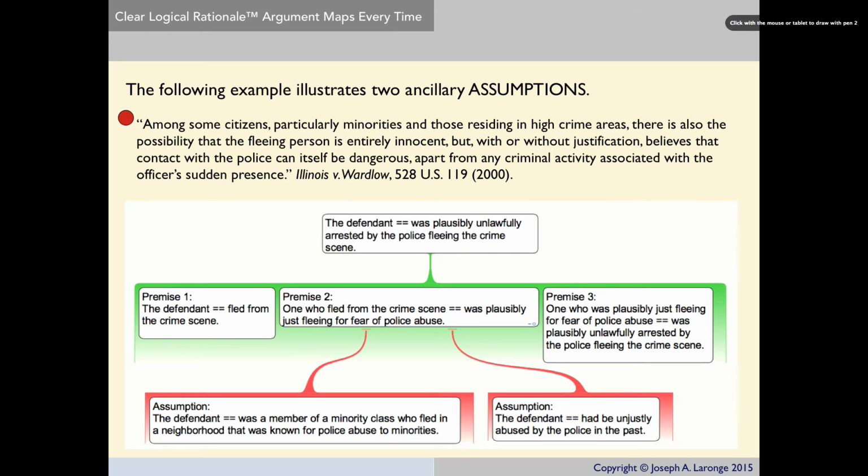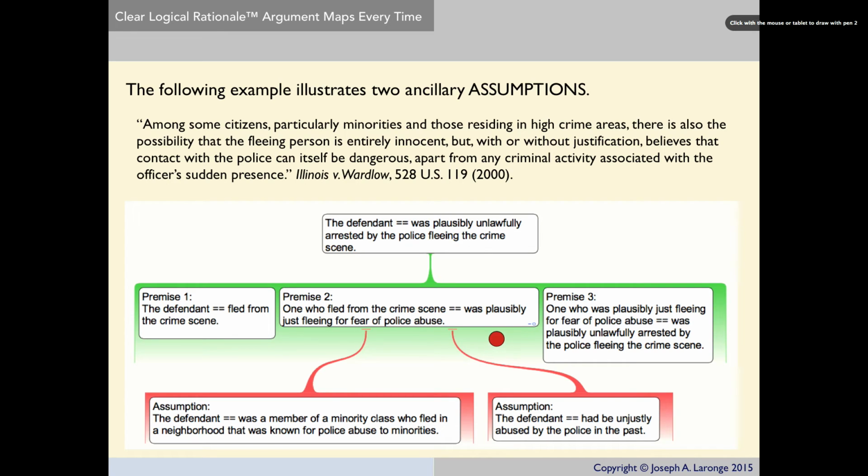So given that idea that was in that Supreme Court decision, here we have a contention or conclusion. The defendant was plausibly unlawfully arrested by the police fleeing the scene. So that's a claim you're trying to make, or a contention. And here we have three linked premises. The first one is the defendant fled from the crime scene. The second one is one who fled from the crime scene was plausibly just fleeing for fear of police abuse. And the third premise is one who was plausibly just fleeing for fear of police abuse was plausibly unlawfully arrested by the police fleeing the crime scene.